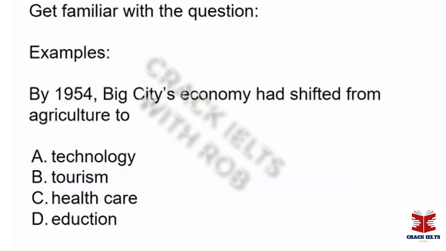Now they look something like this for IELTS questions. You're going to have an incomplete sentence in this case: "By 1954, big cities' economy had shifted from agriculture to..." And then very often there is one word, or a phrase, or even a longer part of a sentence that you need to use to find the best answer to finish the sentence or answer the question.